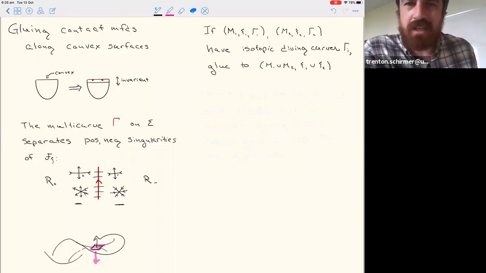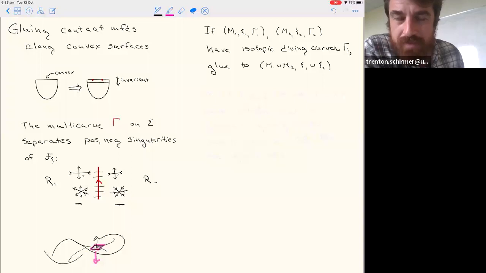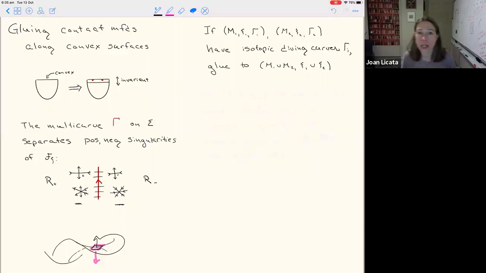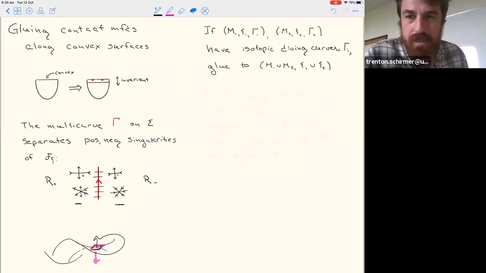Can I ask kind of a silly question for clarification? Please. Is it possible to define this without even having a binding? Is it possible to define an open book with boundary where you just have the pi map and there's no binding?